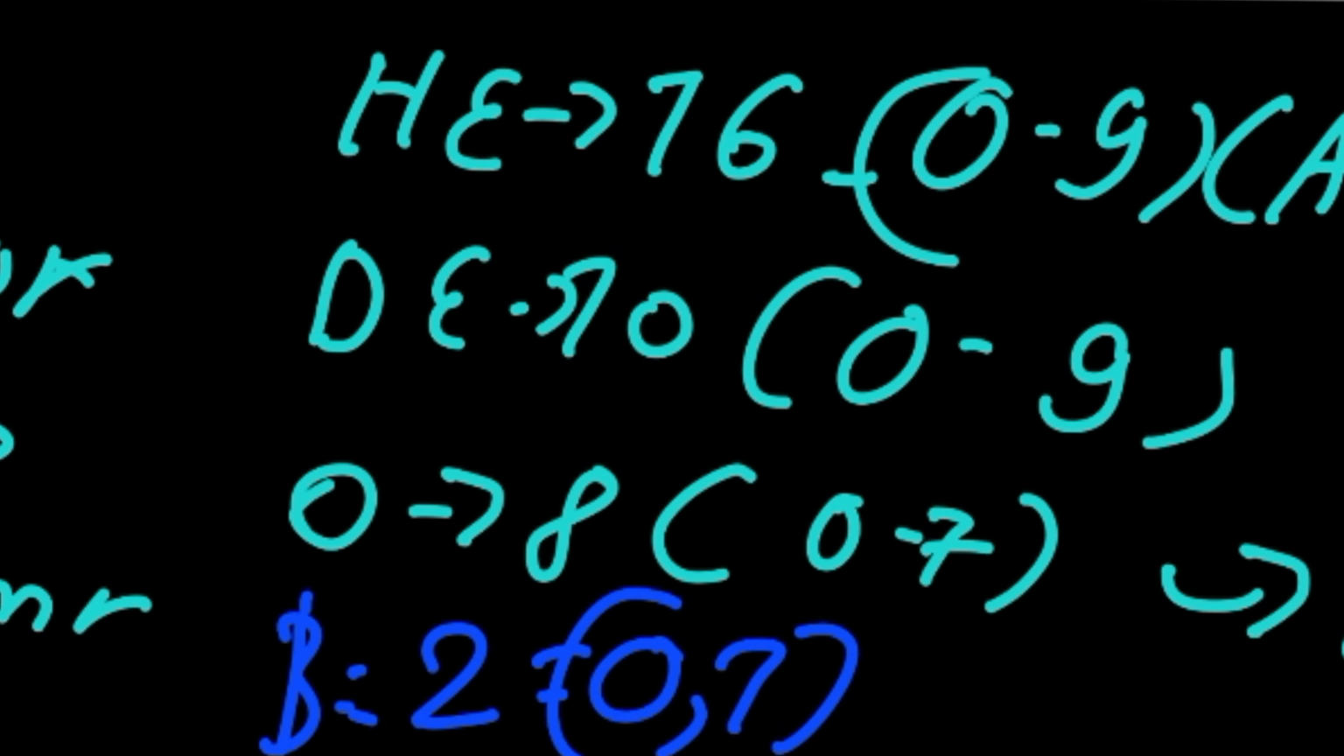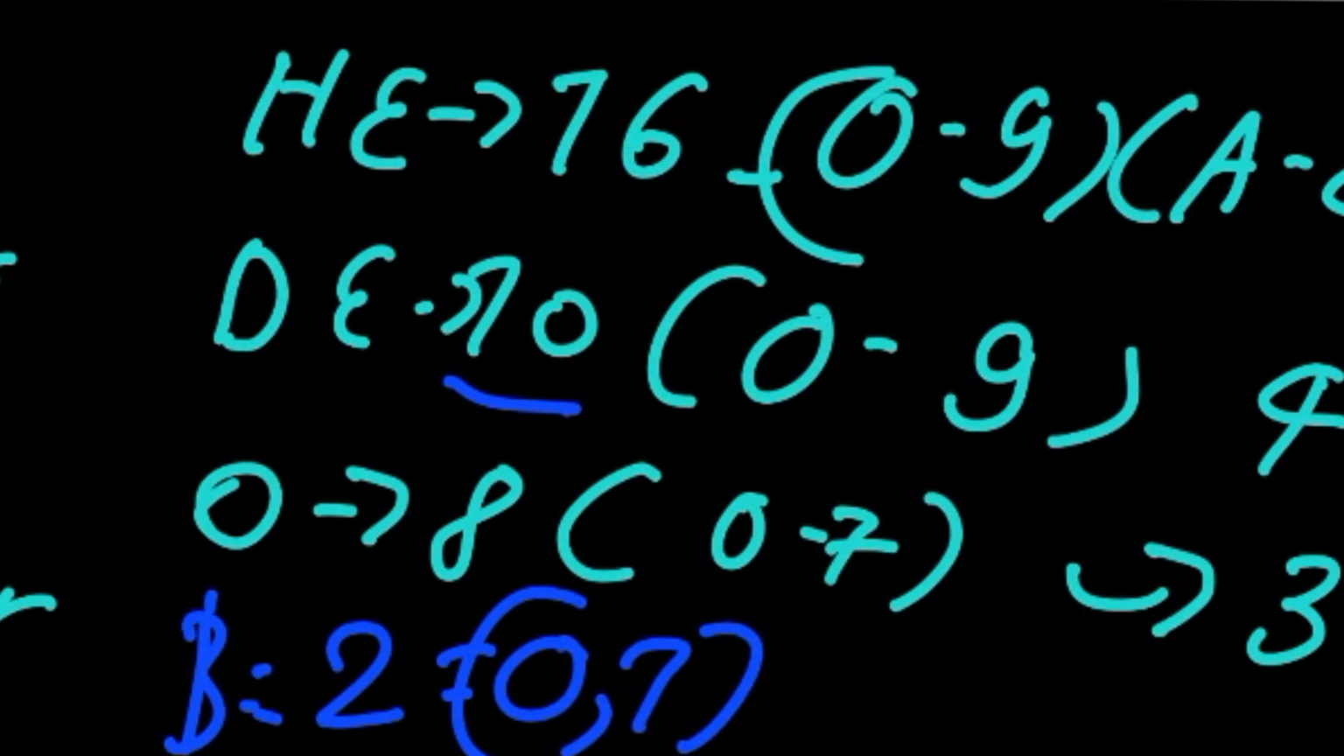Let's start with decimal. Decimal has 10 numbers, where it starts with 0 and ends with 9. 0, 1, 2, 3, 4, 5, 6, 7, 8, 9. Octal has 8 digits in which it starts with 0 and ends at 7. 0, 1, 2, 3, 5, 6, 7.